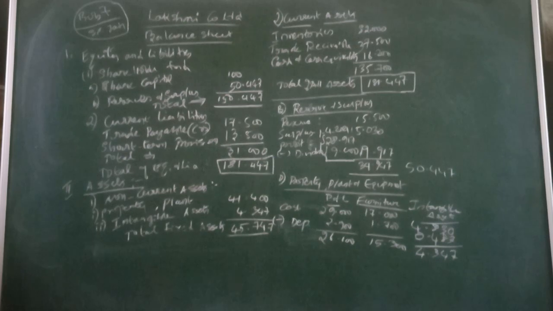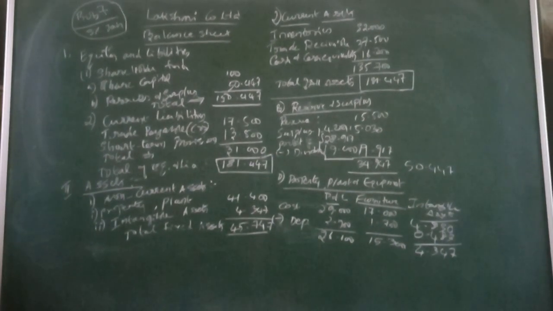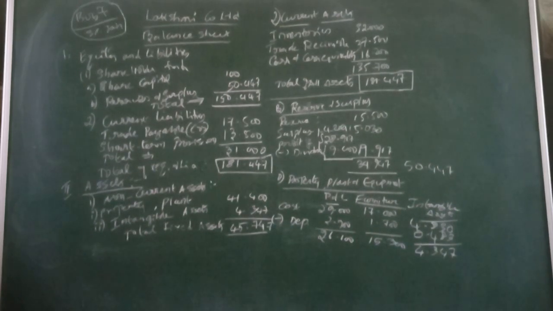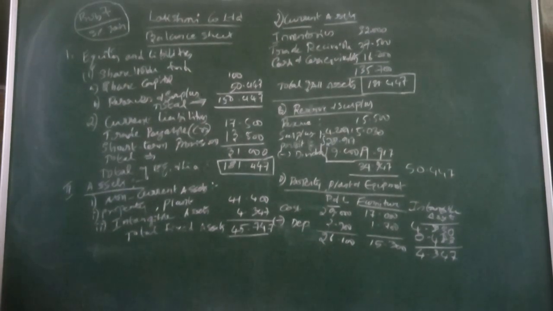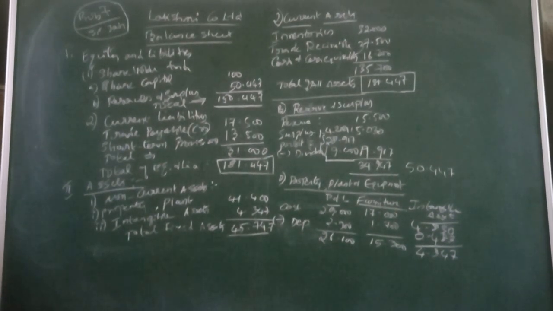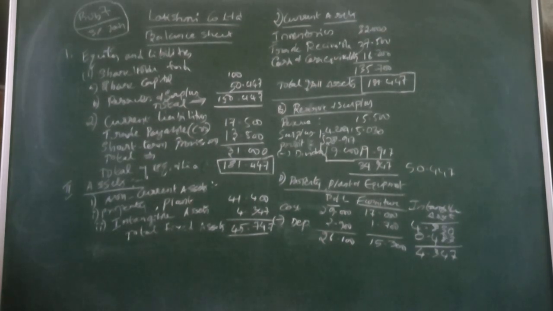Yesterday I taught you about the P&L account of the final accounts of a joint stock company. Now we are going to continue the same problem. This is a problem taken from SB Jain and Narang. In this problem, we already solved how to prepare the P&L account. Now we are going to prepare the balance sheet. I give you the format.